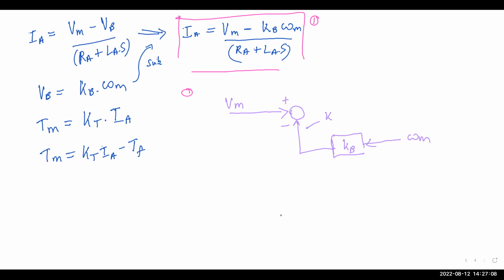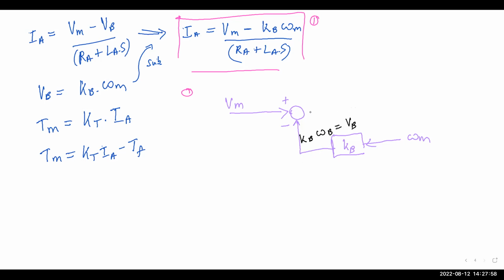I will write this comment sort of thing in a different color, right? We will get KB omega m equal to VB. Okay. So this is like a comment. Don't get confused here. Let me move it a bit down. Okay, so this is this point.